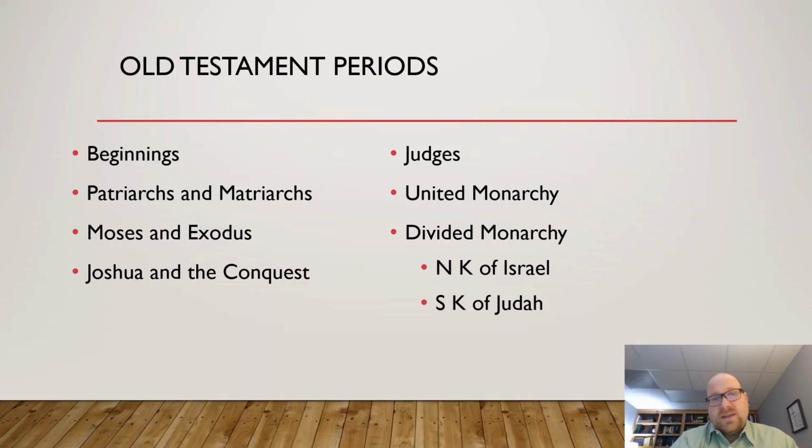Okay, so that's the period of the divided monarchy, and that isn't the last bit of the story. The Old Testament doesn't end simply with destruction and tragedy. The Old Testament story ends with a bit of hope, because the people do return from their exile. So you have destruction, and then around 70 years later, the people return.